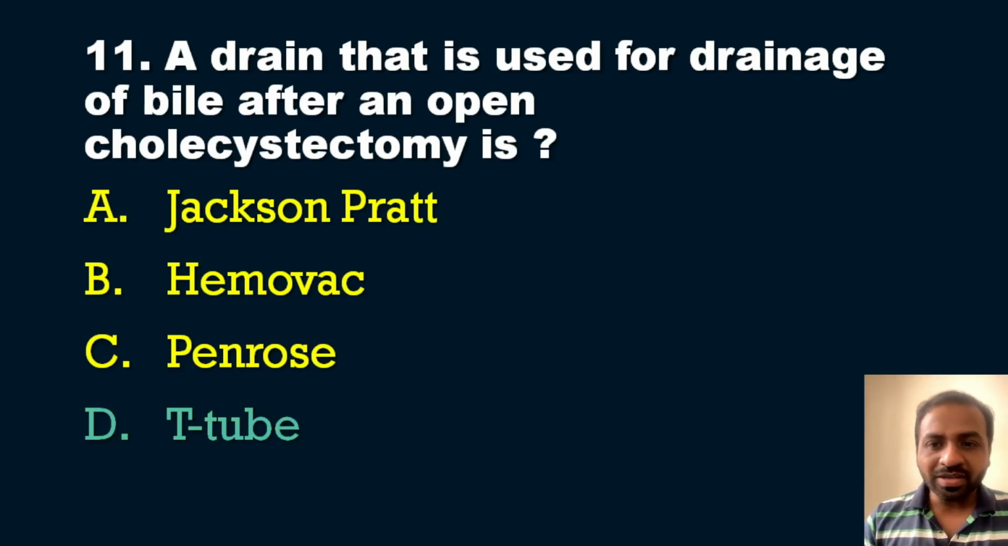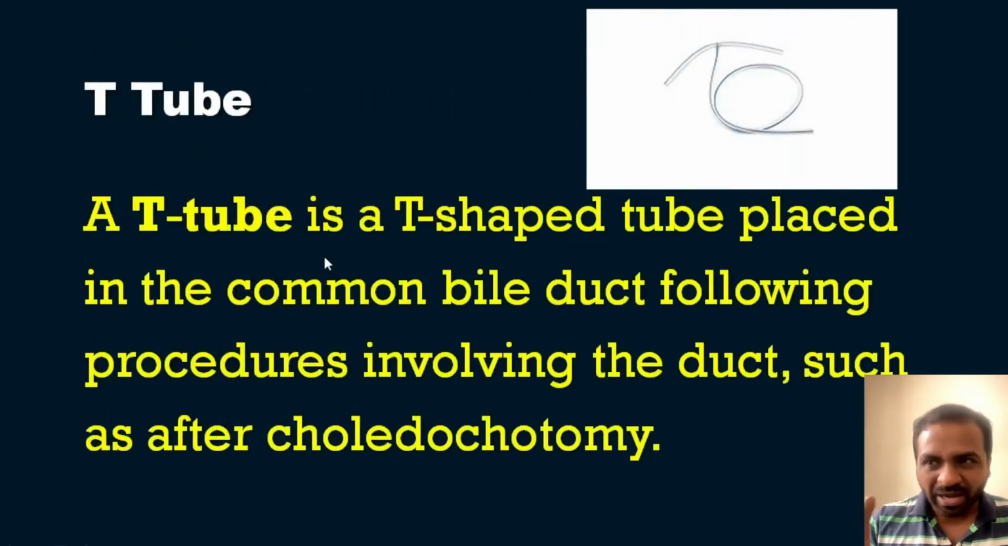Now we have to understand what is a T-tube, what is a Penrose tube, what is Hemovac, and what is Jackson-Pratt. We will see each one in brief. The first one is the T-tube. This is a picture of the T-tube, you can see on the screen right now. A T-tube is a T-shaped tube, as the name indicates, placed in the common bile duct following procedures involving the duct, such as after cholecystectomy. For that placement we have the T-shaped tube, and this is particularly used for patients after surgical procedures of the bile duct and gallbladder.